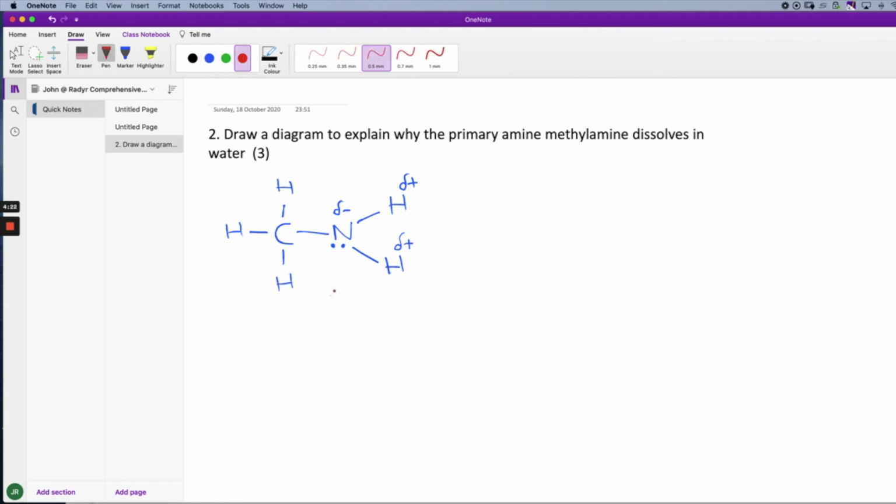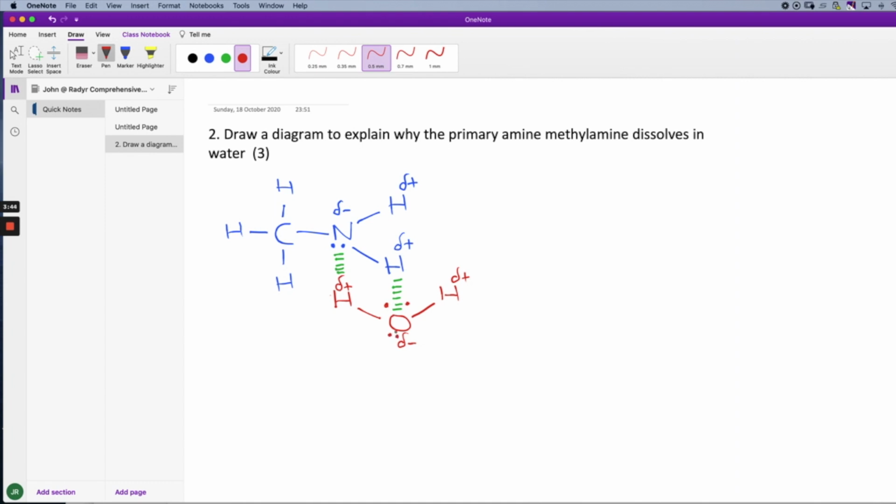And then I'm going to draw a water molecule, and water is a polar molecule because oxygen is more electronegative than hydrogen. So the oxygens are delta negative and the hydrogens are delta positive. And a hydrogen bond is going to form between the delta minus nitrogen and the delta plus hydrogen on a water molecule, and they're also going to form between the delta plus hydrogen on the amine and the delta minus oxygen on the water molecule.